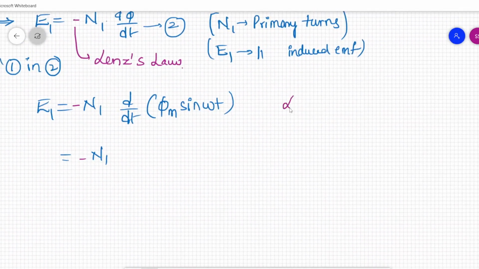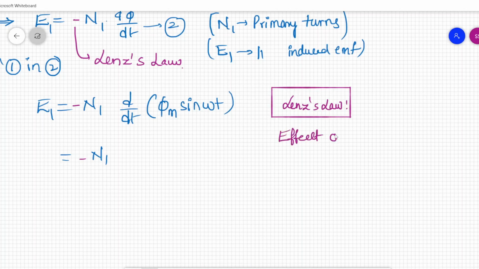So according to Lenz's law, the effect opposes the cause. This is the simple statement of Lenz's law.